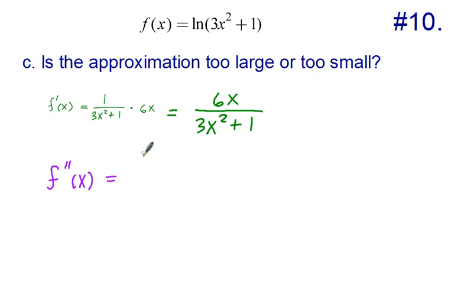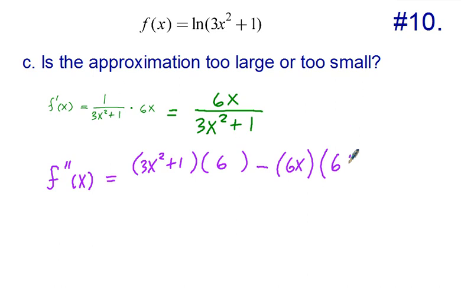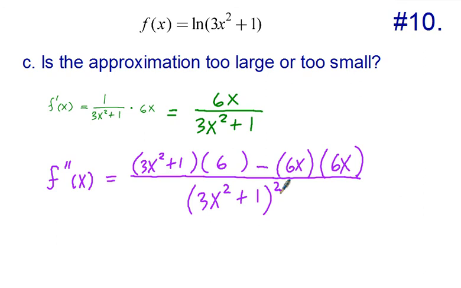So we'll take the denominator and multiply by the derivative of the numerator, minus the numerator times the derivative of the denominator, divided by the denominator squared. Okay.